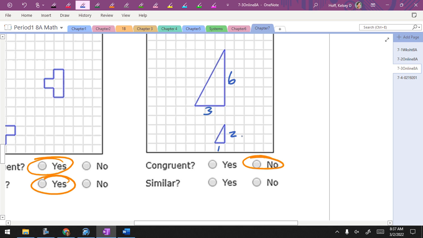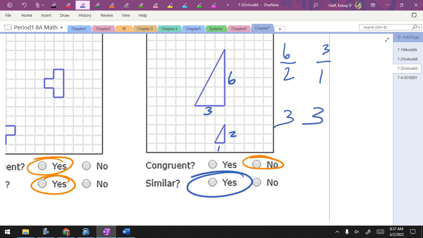Okay, now we got to set up our fractions. 6 would match up with 2. 3 would match up with 1. What's 6 divided by 2? 3. What's 3 divided by 1? 3. Are those two triangles similar? Yes.